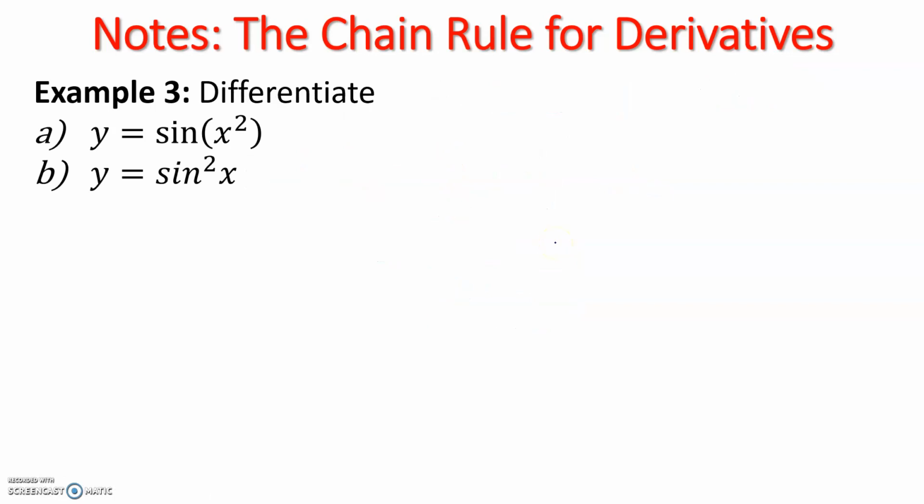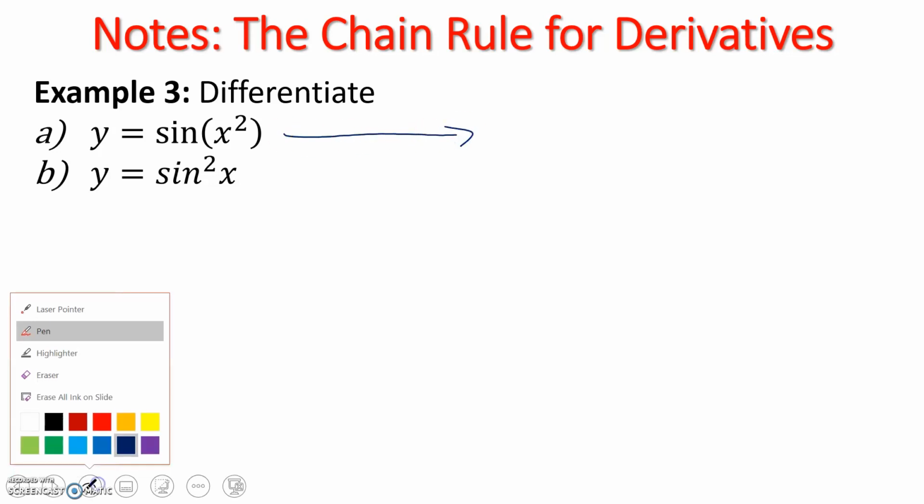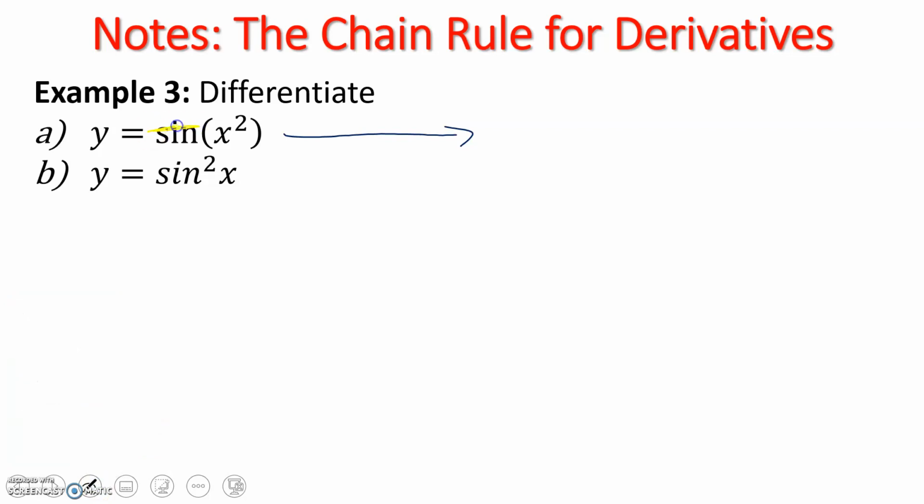All right, example 3. Let's differentiate these two functions, and let's differentiate, pun intended, the difference between them. So this first function, you'll notice, is sine on the outside. So this is our outside function. So the sine is the outside function, and our x squared is our inside function.